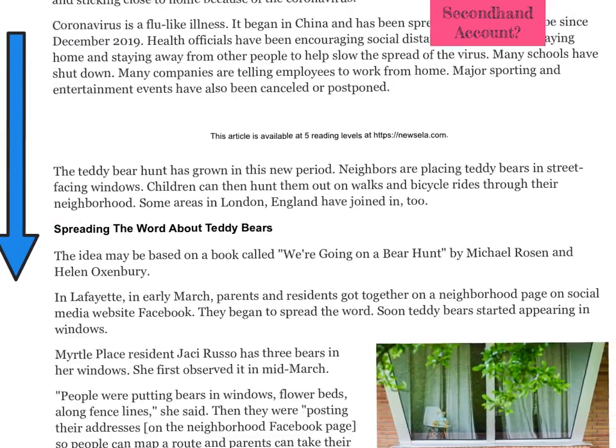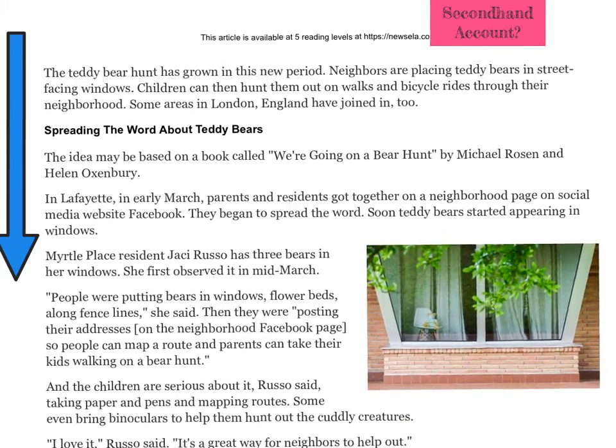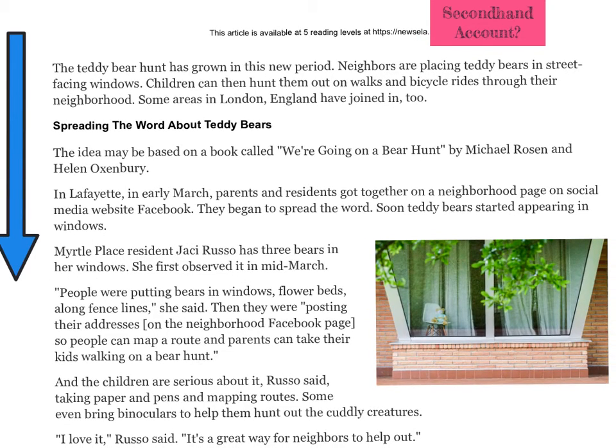Let's keep going. The teddy bear hunt has grown in this new period. Neighbors are placing teddy bears in street-facing windows. Children can hunt them out on walks and bicycle rides through their neighborhood. Some areas in London, England have joined in too. And now I'm noticing a bold subheading. It says, spreading the word about teddy bears.